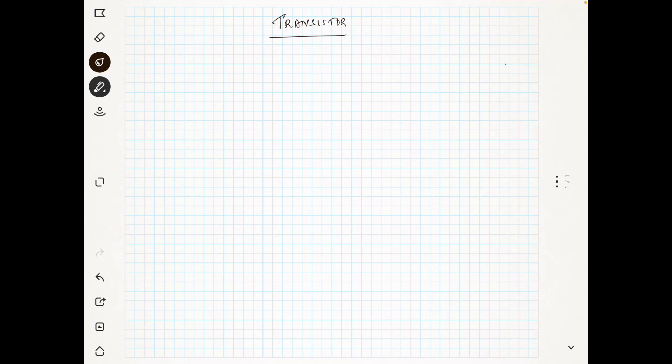So we have different types of transistors. I will explain about it. One is bipolar junction transistors, and we have the field effect transistors. The bipolar junction transistor is usually known as BJT, and this is usually known as FET.